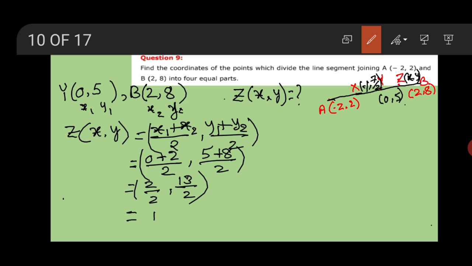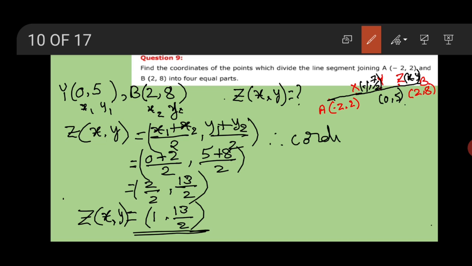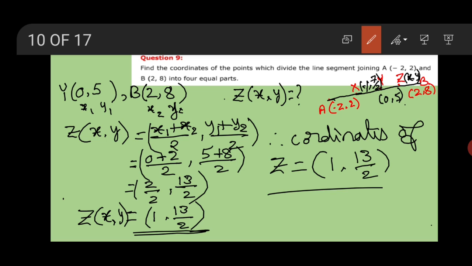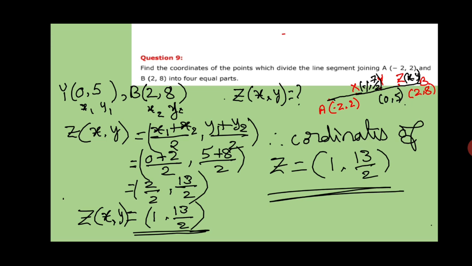Add them: the sum of 8 plus 5 is equal to 13, divided by 2. So simplify: 1 and 13 divided by 2. So the coordinates of z is 1 and 13 by 2. Coordinates of z is (1, 13/2). Right? So finally, write the answer in a sentence.